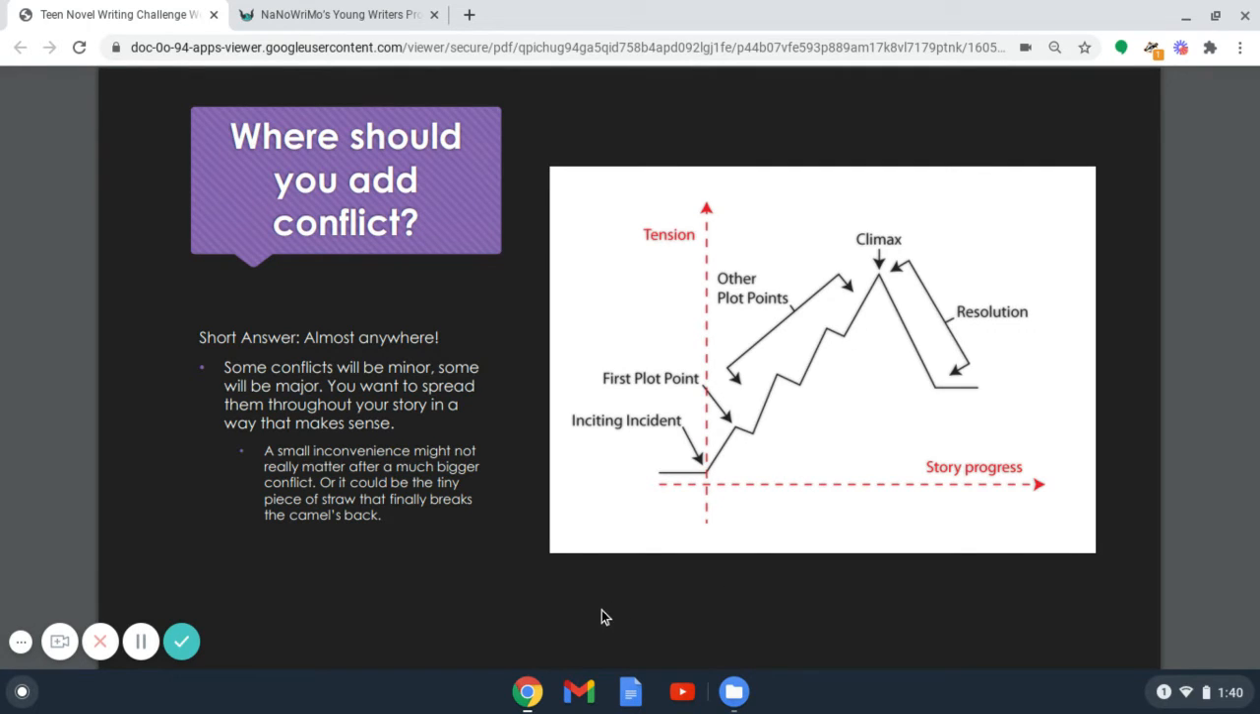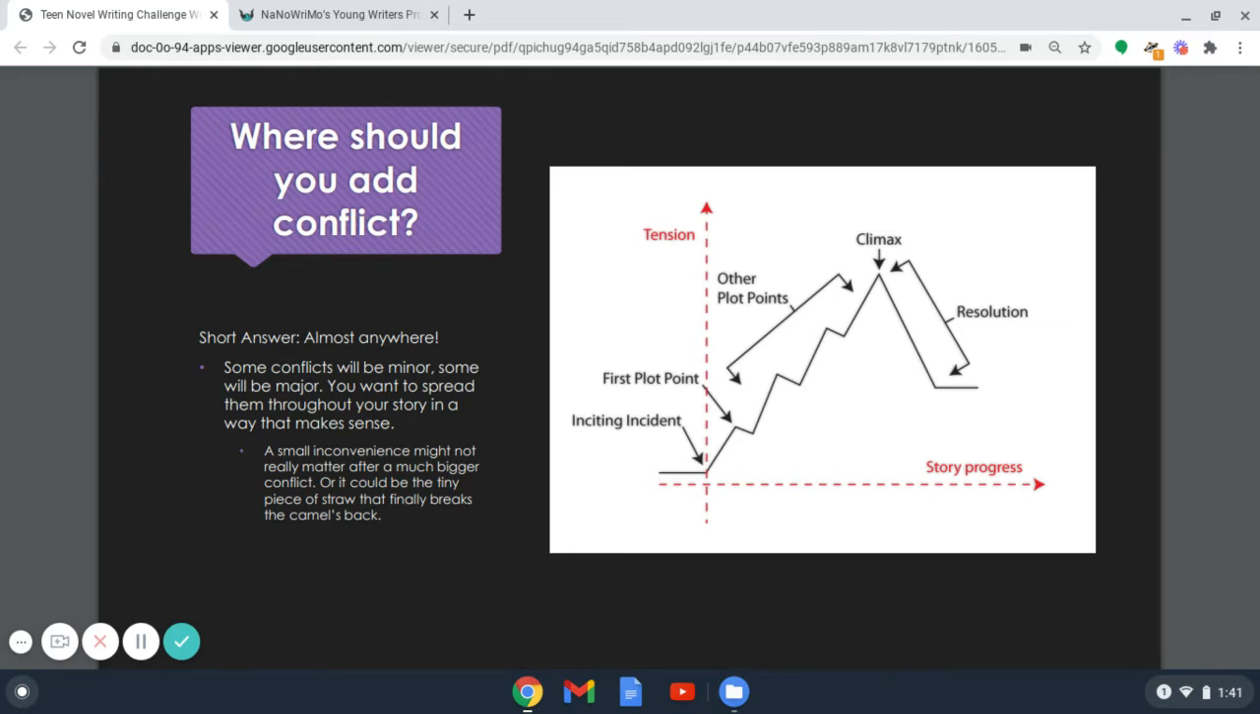What you want to think about is what kind of conflict should go where. Some conflicts are going to be minor. They're going to be little things that are momentary bits of tension or aggravation, maybe in a scene. They only last for one or two scenes. And others are going to be major. They're going to affect the entire story throughout the whole thing. And so you want to think about how you spread them throughout your story in a way that makes sense.